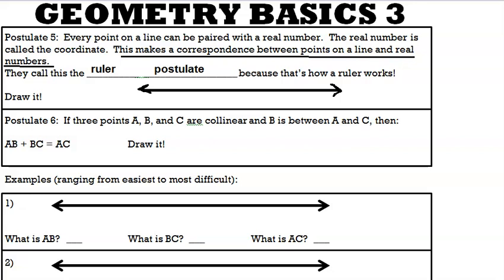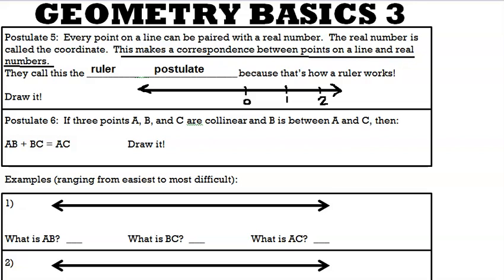So basically the coordinate. So we could just say this on the line, we're just going to call it 0. You know, we're pairing each point on the line with a real number. So we're going to say this is 1. We're going to say this is 2. And this is, you get the point. So I'm just going to move on.